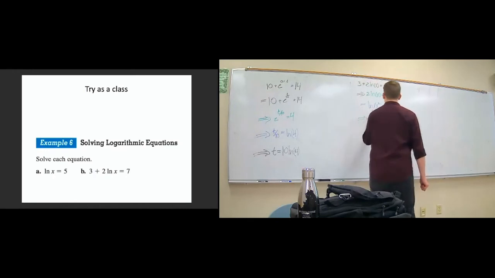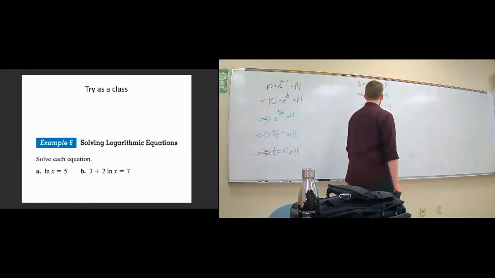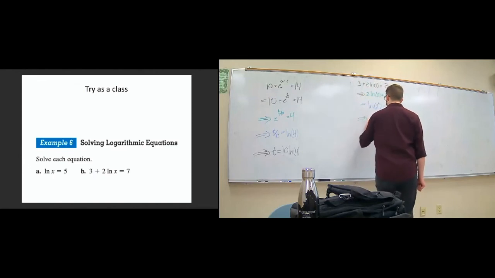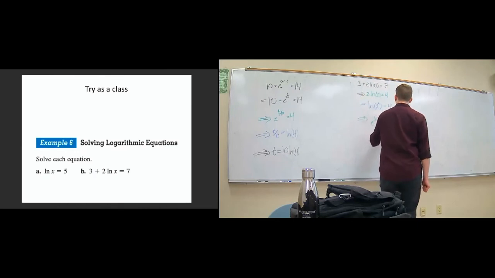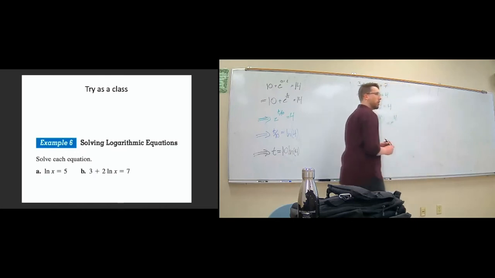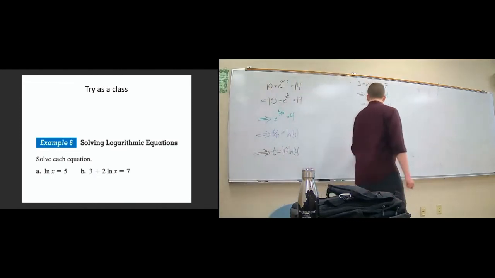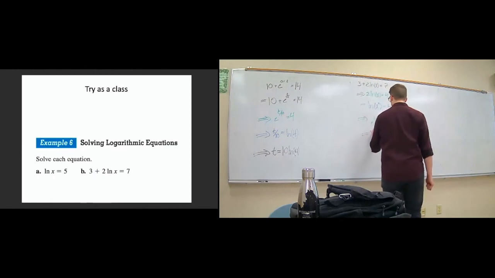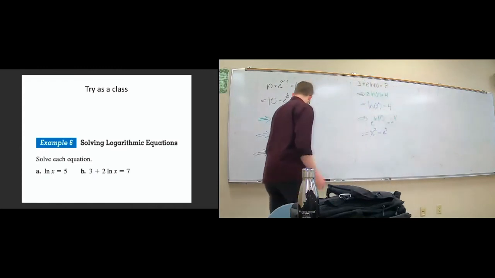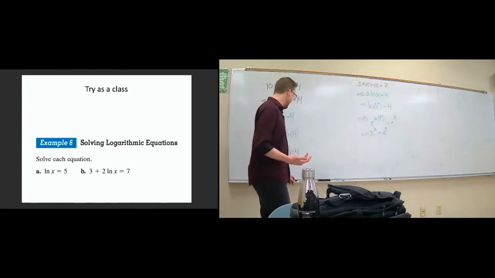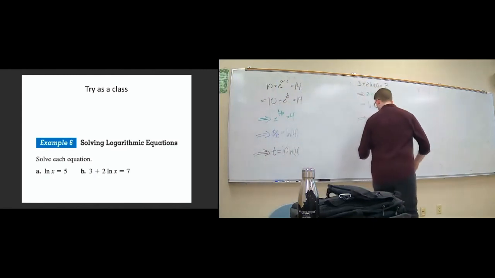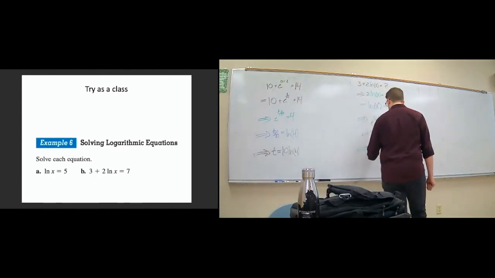Now, exponentiating both sides, we're going to get e raised to the ln of x squared is equal to e raised to the 4th power, which is equal to x squared. So now we're going to take the square root of both sides, which is going to give us that x is equal to plus or minus 4.